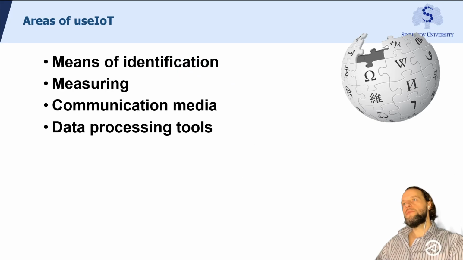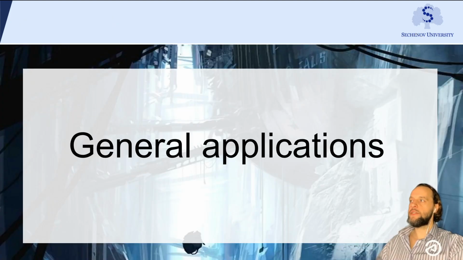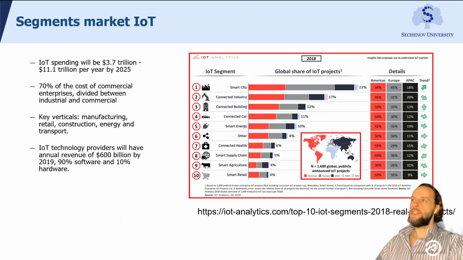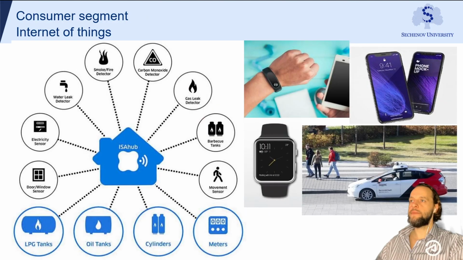Internet of Things is being used for identification, measuring, communications, data processing, and all other implementations. Just a few words about the general concept and its implementation. As you see on this slide, there are a lot of ways Internet of Things is being implemented right now. It is in smart cities, industries, buildings, cars, energy. There are a lot of implementations, and healthcare is just a small part of this multi-billion market of Internet of Things devices.